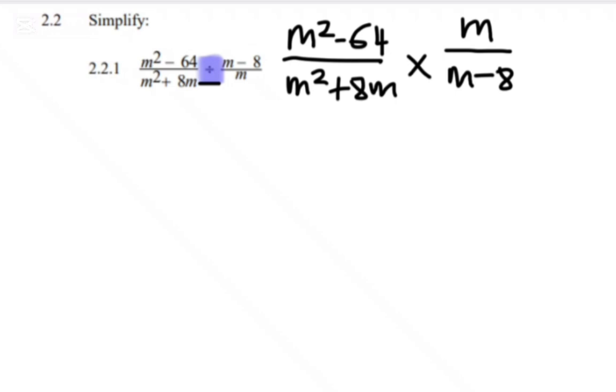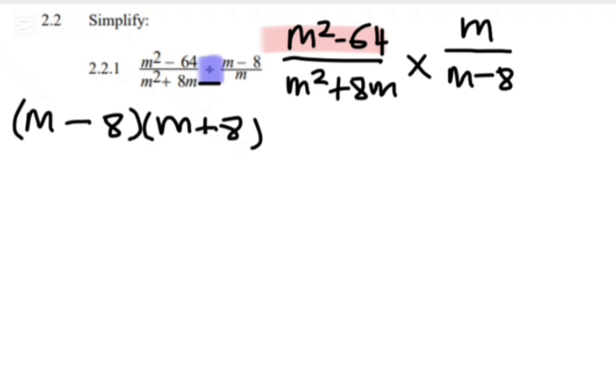So what we need to do next, if you can pay attention to the numerator here, this is a difference of two squares. So difference of two squares, how do we deal with difference of two squares? We're going to open two brackets, which is like this, and we look for the square root of m squared, which is m, and the square root of 64, which is 8 and 8. Then I'm going to have minus and plus, and our denominator here is m squared plus 8m.